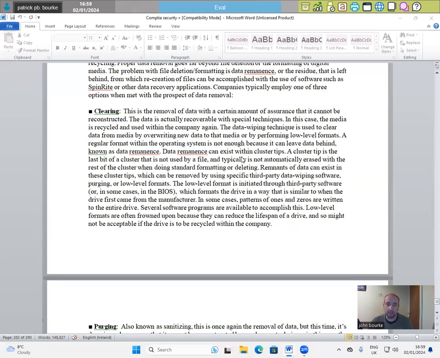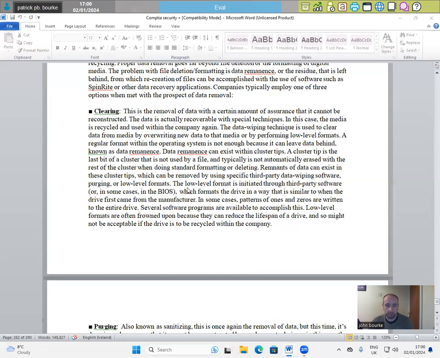Data remnants can exist within cluster tips. A cluster tip is the last bit of the cluster that is not used by the file and typically is not automatically erased with the rest of the cluster. When doing standard formatting or deleting, remnants of data can exist in these cluster tips, which can be removed by using specific third-party data wiping software.